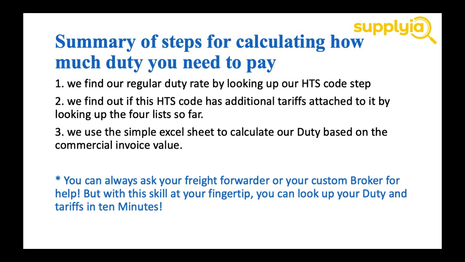So here, to summarize, the simple steps we used to find out exactly how much duty we need to pay. First, we find our regular duty rate by looking up our HTS code. Second, we find out if this HTS code has additional tariffs attached to it by looking up the 4 lists so far. Third, we use a simple Excel sheet to calculate our duty based on our commercial invoice value. Of course, you can always ask your freight forwarder or your customs broker for help, but with this skill at your fingertips, you can look up your duty and tariffs in just 10 minutes.